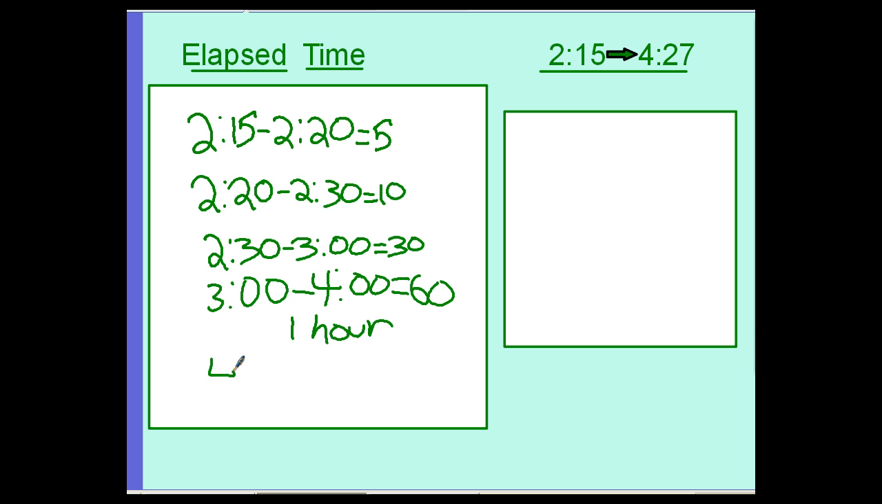After that, you write 4 o'clock to 4:27. And that takes 27 minutes. Now let's add all those times together.